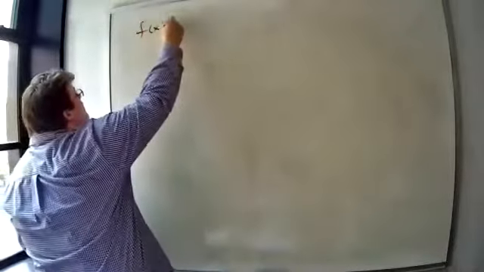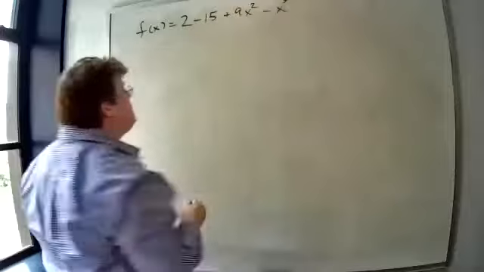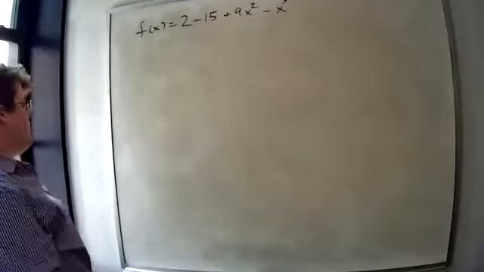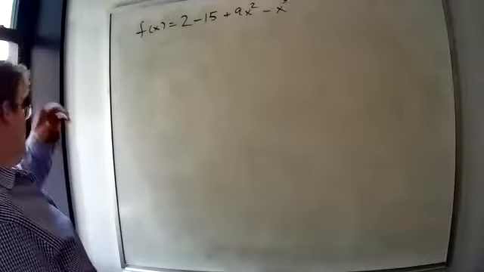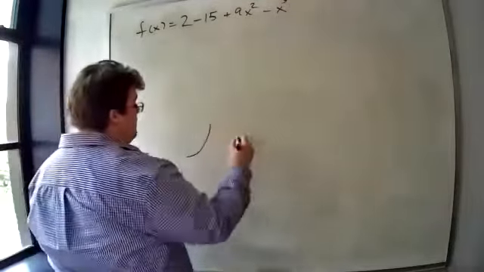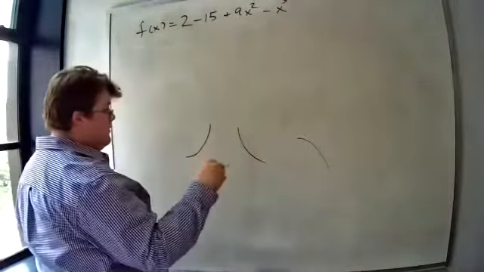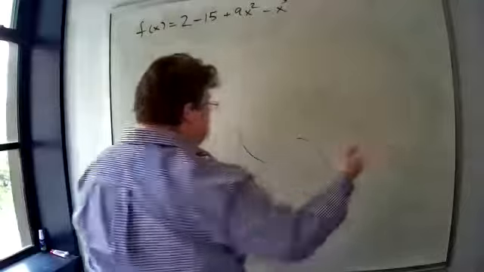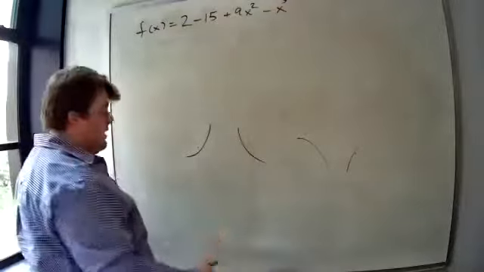What do we have? 2, -15, 9, -1. So we're going to sketch this graph, finding the intervals where the function's increasing, decreasing, concave up, concave down, then find a y-intercept, and then piece the graph together. So remember, our goal is going to be to use calculus to piece together things like that.